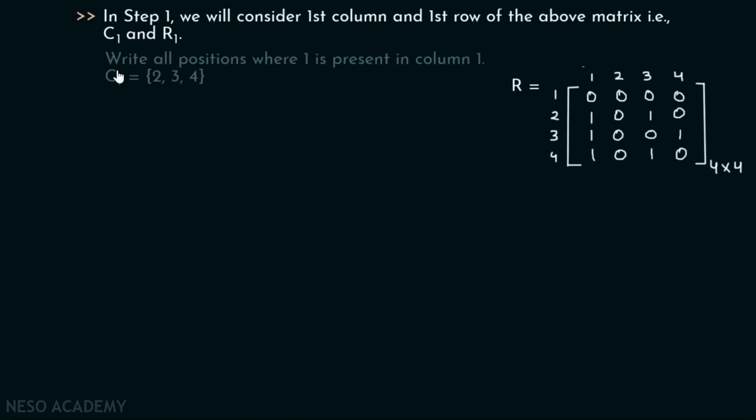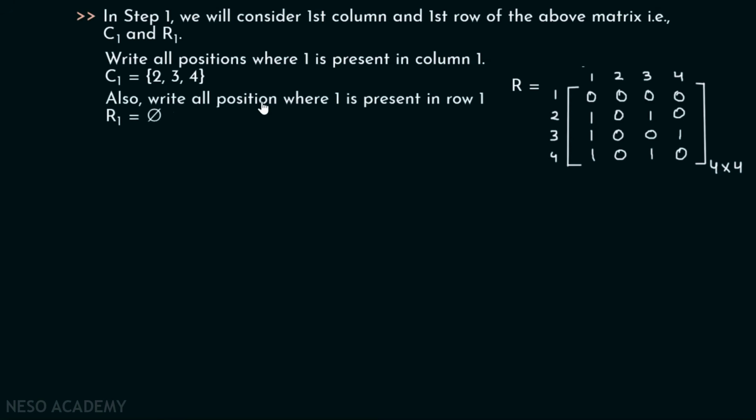Now we have to write all positions where 1 is present in column 1. You can see that 1 is present in position 2, position 3 and position 4. So it is clear that C1 is nothing but 2, 3, 4. So C1 is equal to 2, 3, 4. After this, we have to write all positions where 1 is present in row 1. You can see that 1 is not present anywhere in this row. Therefore, R1 is empty set.